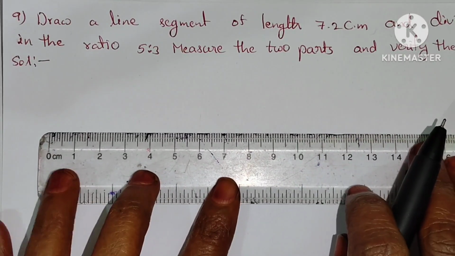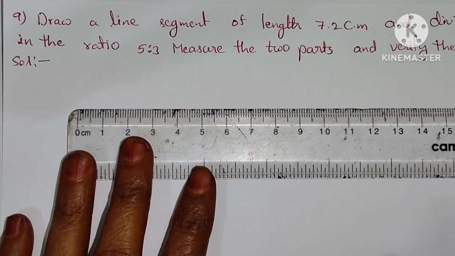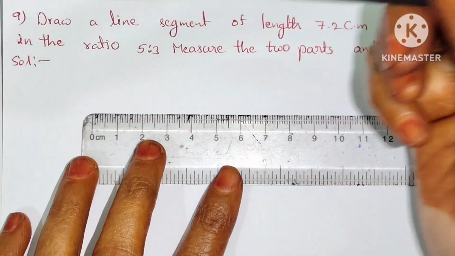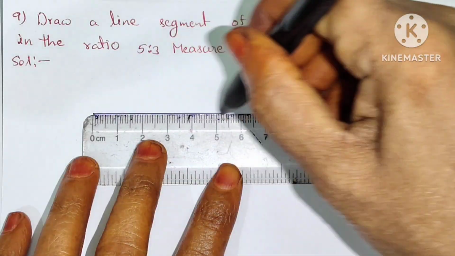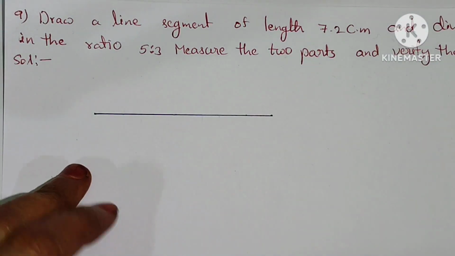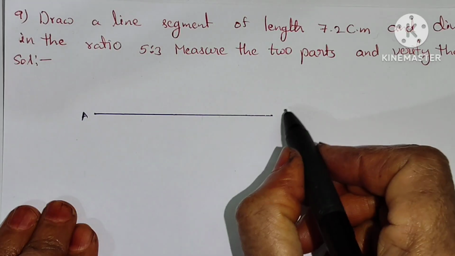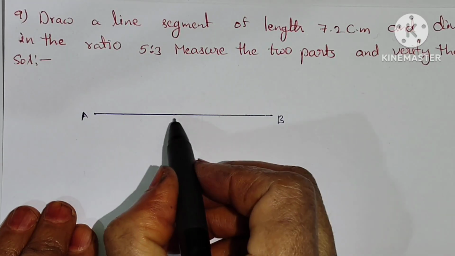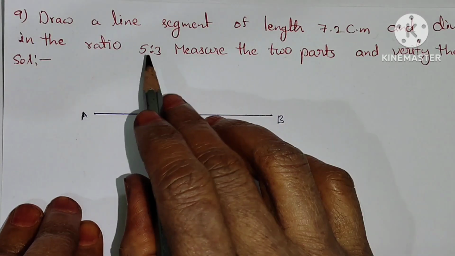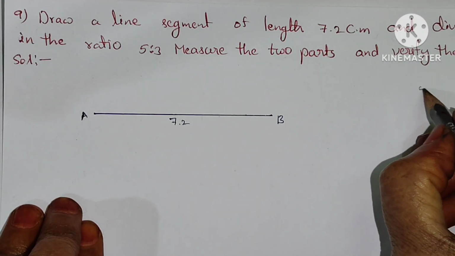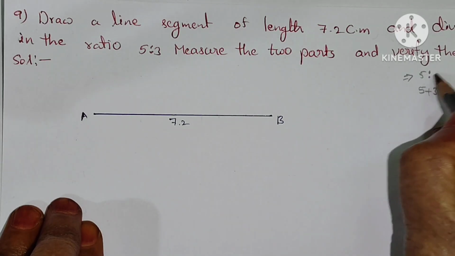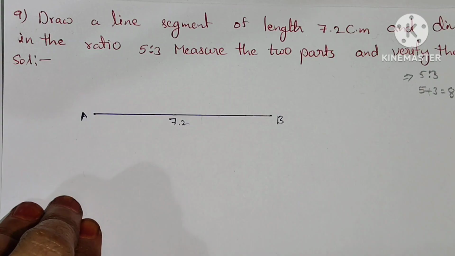So here, first we draw the line segment. We use the scale and draw the line segment of 7.2 centimeters. Here A to B is 7.2 centimeters. The ratio is 5:3. 5:3 means 5 plus 3 equals 8. The sum of the ratios is equal to 8.